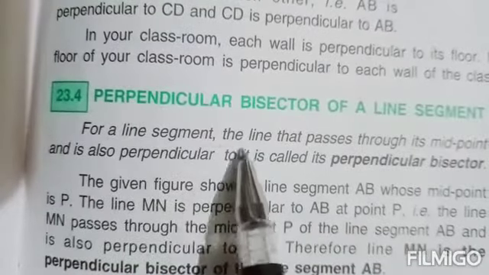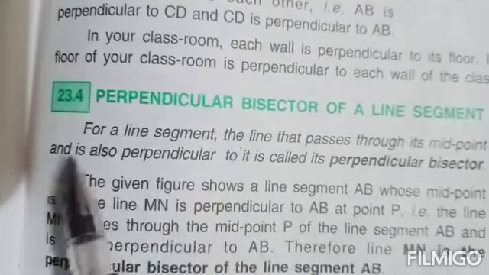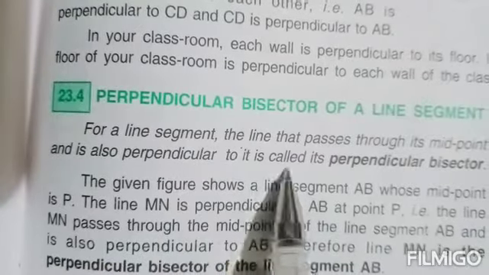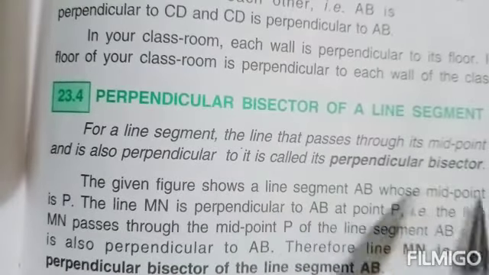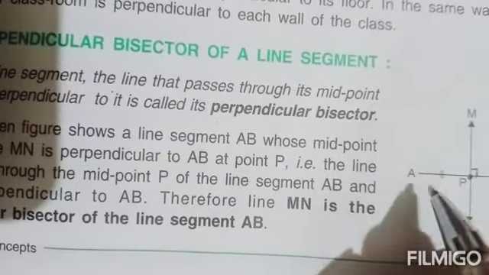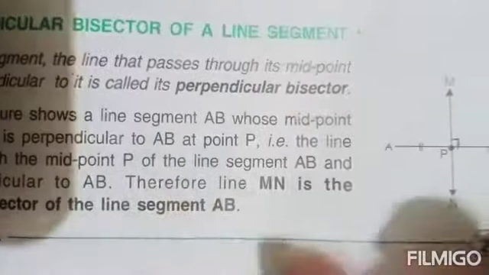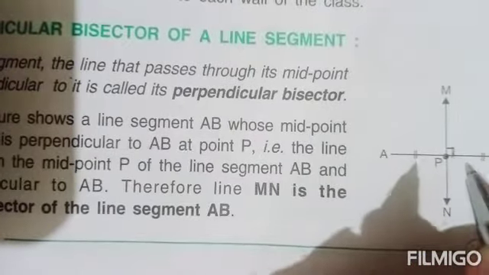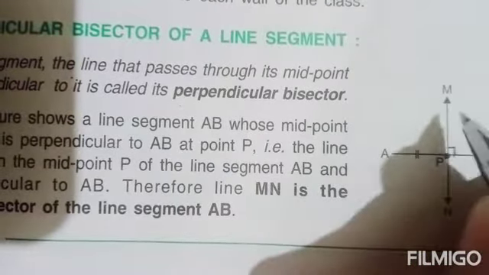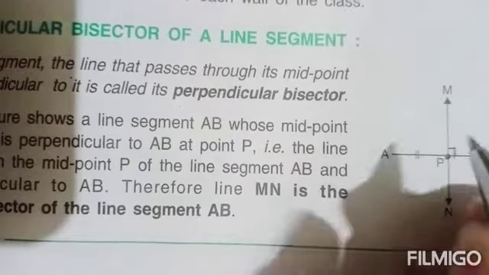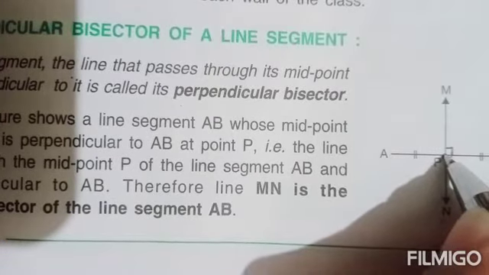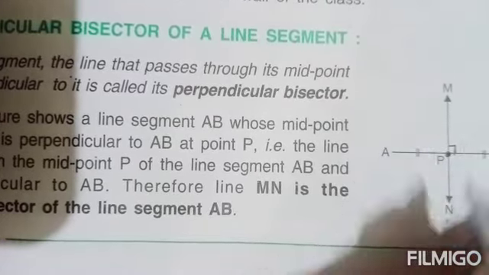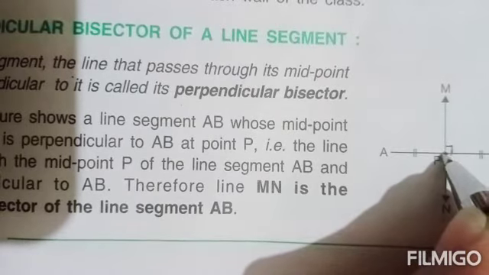For a line segment, the line that passes through its midpoint and is also perpendicular to it is called its perpendicular bisector. So, we are considering a line segment AB. In this diagram, you can see a line segment AB. Okay. Then, line MN. It passes through the midpoint of AB. Line MN എന്ന് പറയുന്നത് ABയുടെ മിഡ്പോയിൻറ്റിലൂടെ പാസ് ചെയ്യുന്നു.